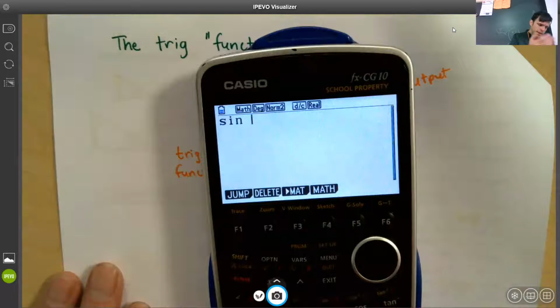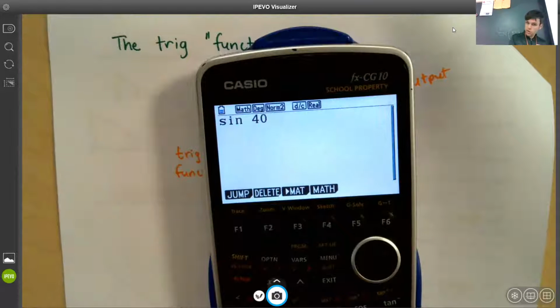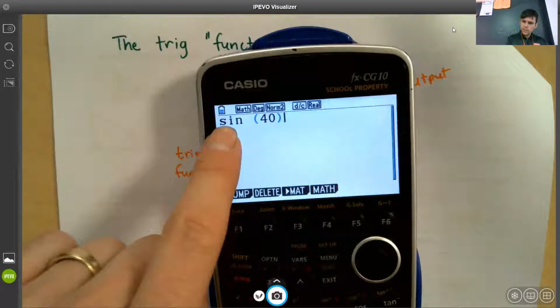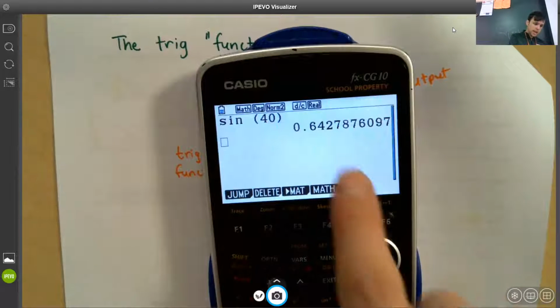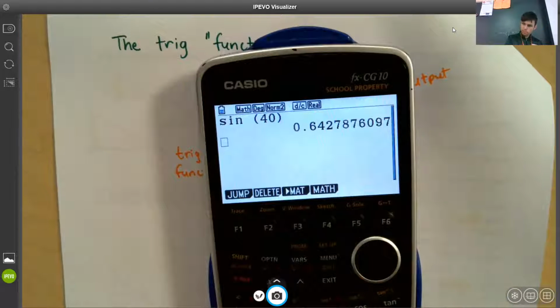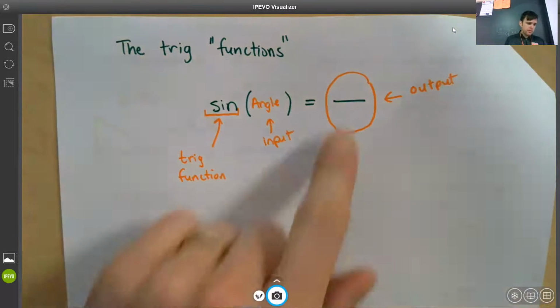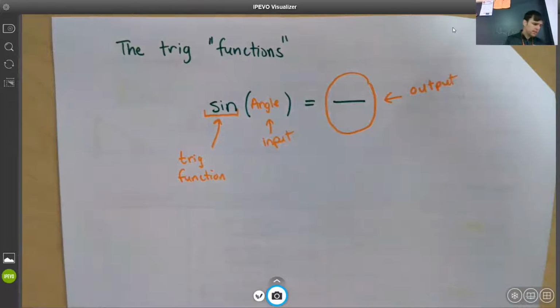If we do, I don't know, the sine of 40 degrees, let me use parentheses with that. You don't have to, but it's important. So sine of a particular angle measurement, it's going to give us an output, and that output is the ratio. This ratio is expressed as a decimal, but fractions and decimals can be expressed as each other.